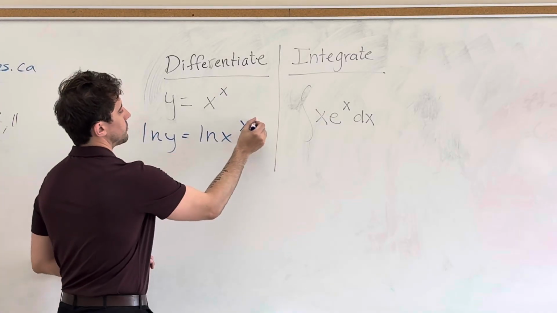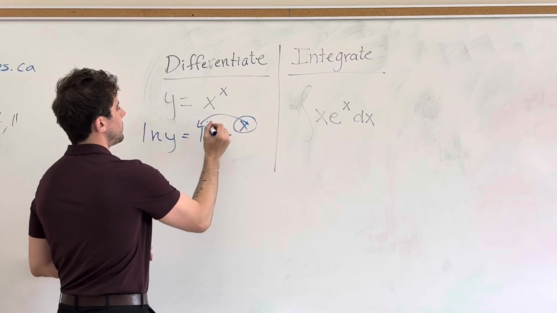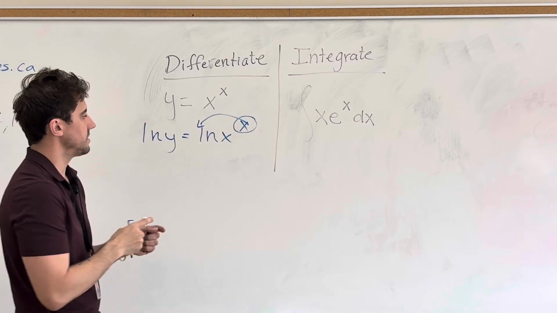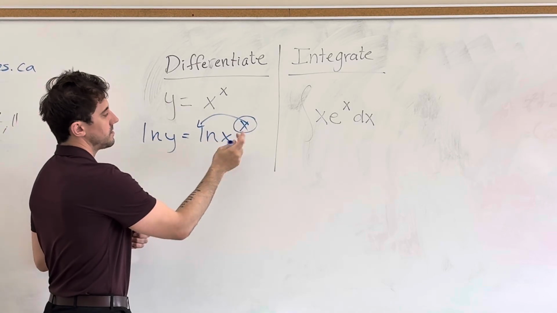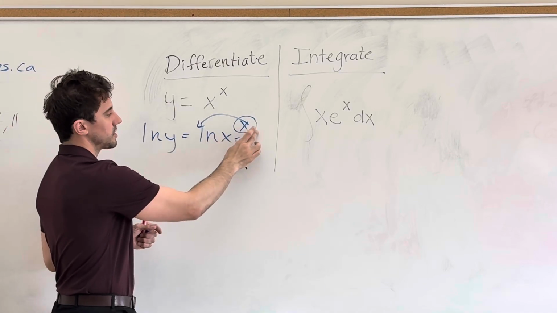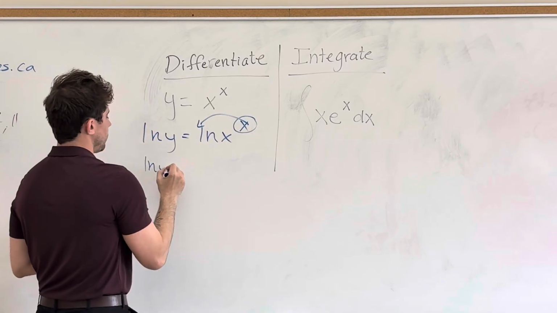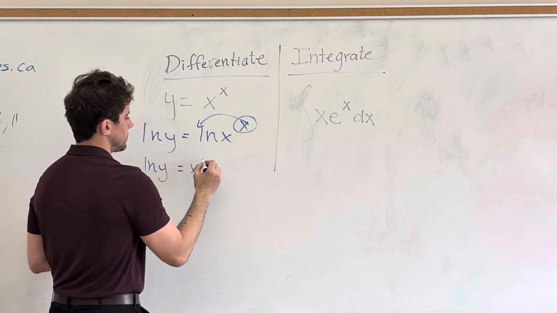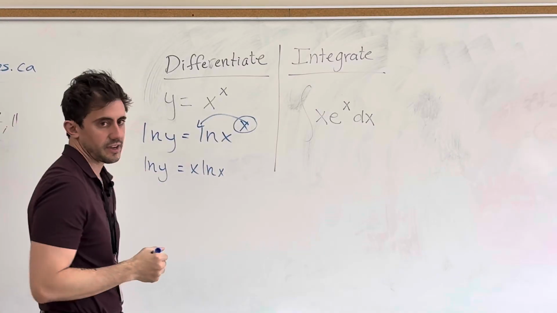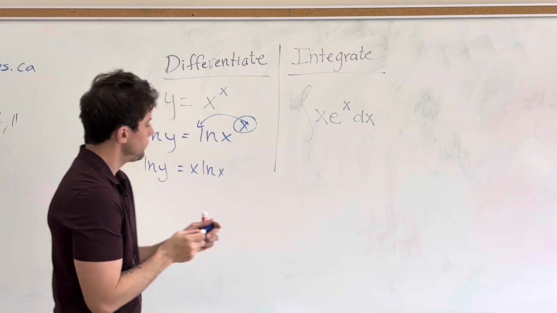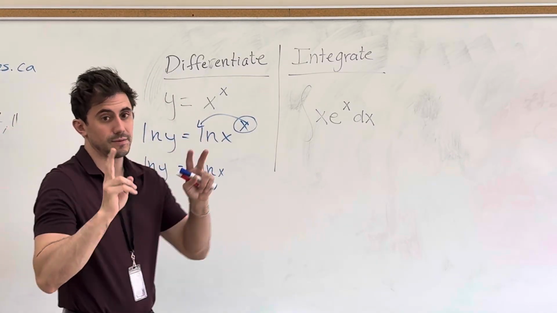And then, if you'll remember from your pre-calculus class, there is a log law that says when we have the ln of some argument to an exponent, that exponent can go out front. And so now we have the ln of y is equal to x times the ln of x. And now what we're going to do is differentiate both sides implicitly.